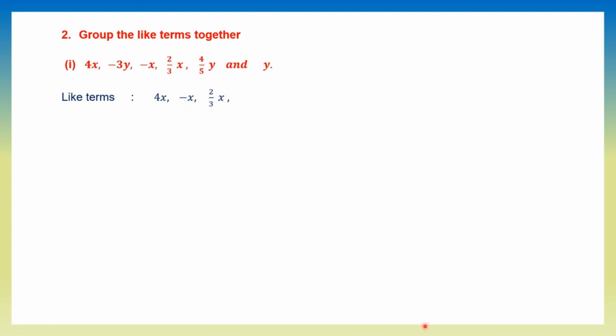Now what about the rest here? Now here I have minus 3y, then I have 4 by 5y, and again I have y by itself. Now these three are also like terms because they have the coefficient y. They have the letter y which is similar to all. So we have one more set there, that is minus 3y, 4 by 5y and y. So there are two sets of like terms here.